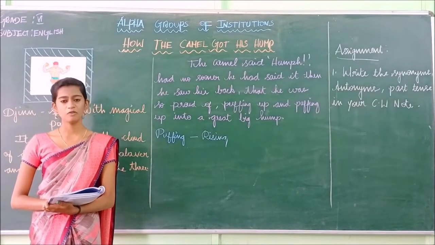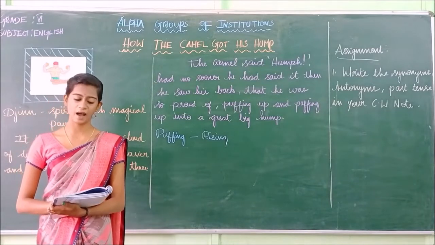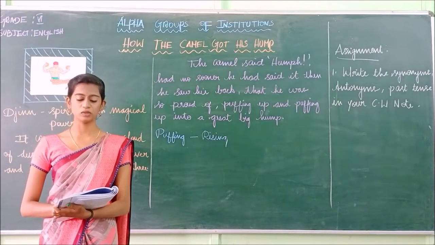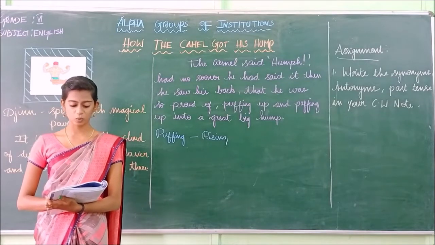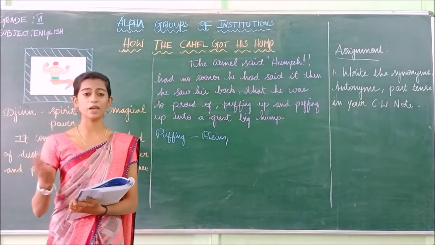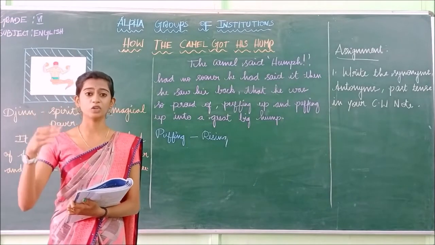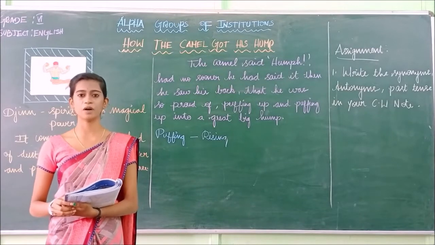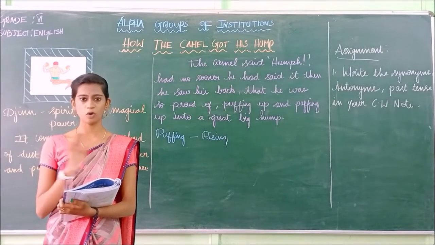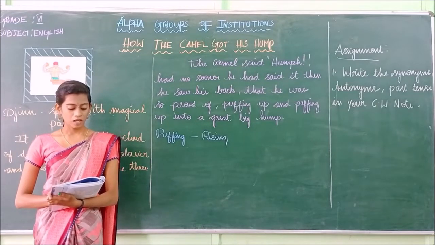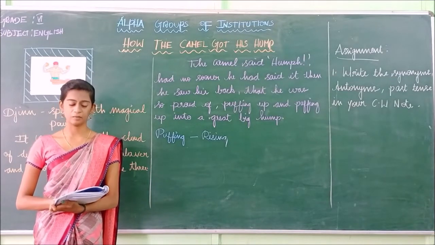"Hump," said the camel. Further the camel is replying, hump. "I shouldn't say that again if I were you," said the jinn. "You might say it once too often." So the jinn is saying that if I were you, I wouldn't use the word hump. But you are repeating the word again and again. And the camel said hump again.